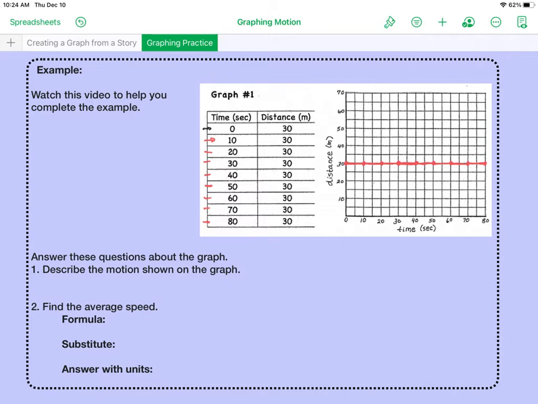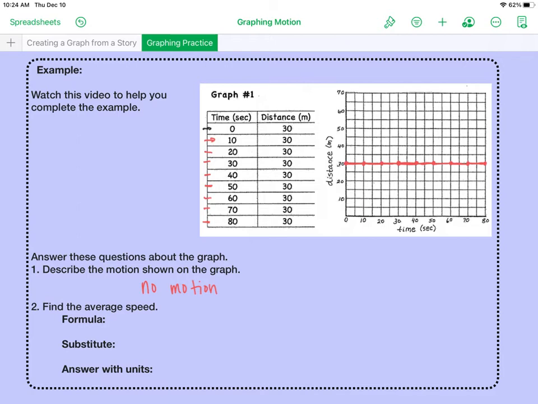Now, if you look, this is a horizontal line. There's no diagonals, no nothing. It's just horizontal and straight and flat. So if it is flat, I know that there is no motion happening on this graph. So that is the type of motion that I'm going to put down. This is not moving. It is staying at the same distance for the entire time. And then the next, you're going to find the average speed.